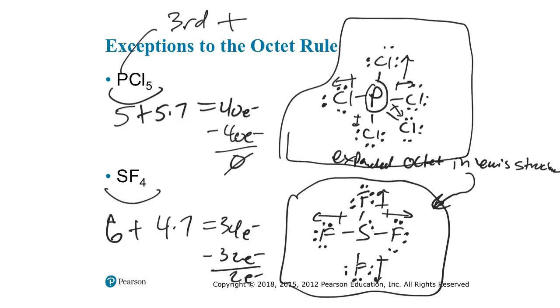So whenever we see a molecule expanding its octet, think of it as the Lewis structure has no choice but to show the expanded octet, and the real molecule has polarized bonds to make up for that type of expanded octet.